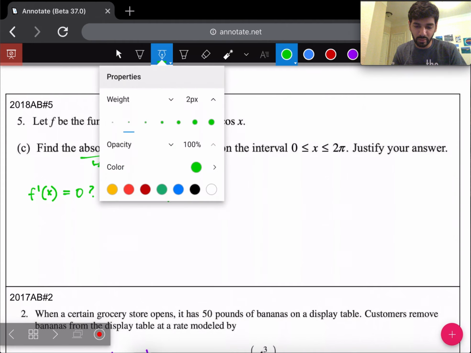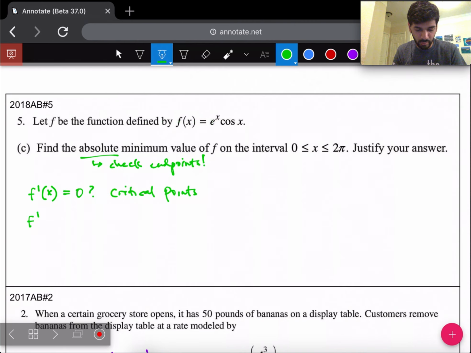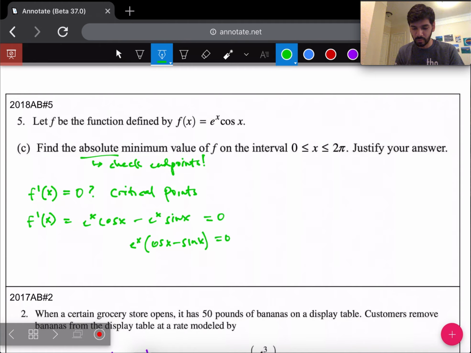So we need to first take the derivative of this guy. So it's going to be a product rule. So f prime of x, derivative of the first times the second, plus derivative of the second times the first. The derivative of the second is negative sine, so I'm going to put a negative e to the x sine of x. So we need to see when is this equal to 0. Factor out an e to the x, cosine of x minus sine of x equals 0.